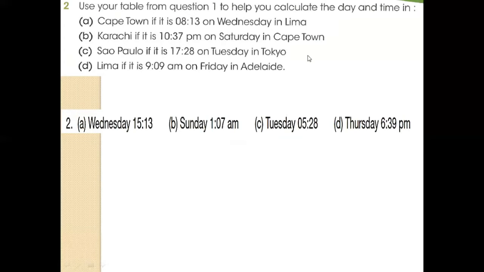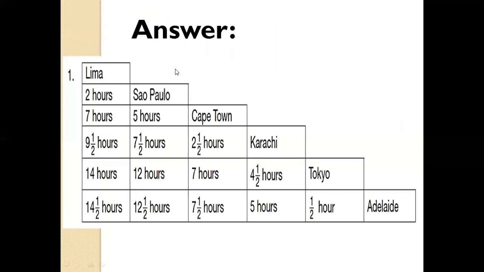Karachi. If the time in Cape Town should be 10:37. So as you see here, Cape Town to Karachi means he's just moving. So here we are doing minus. Why are we doing this? Because Cape Town is forward, and Karachi is backward to Cape Town. So we are minus this number.